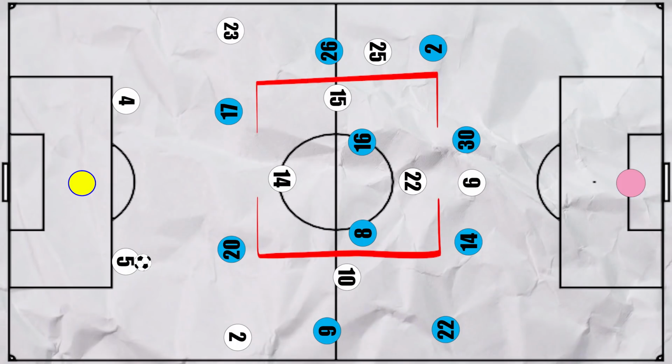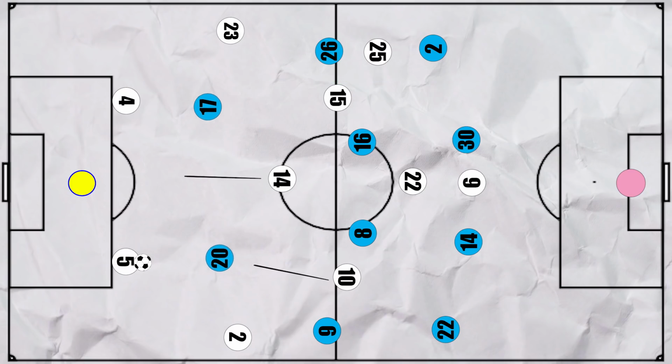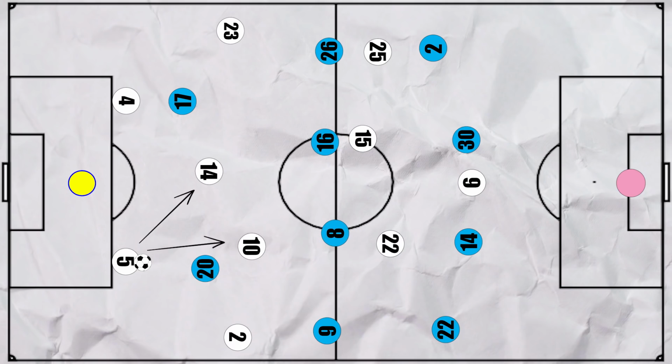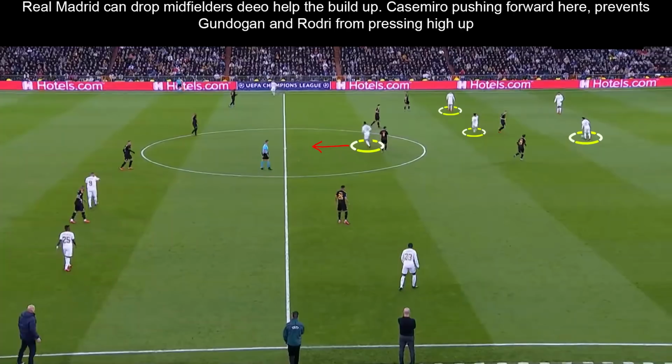But the fact that Real effectively had a 4 vs 2 against City in the midfield meant that in the first half especially, they could keep possession by creating numerical overloads around the ball. The four were fluid, so if the ball was to the right, they could create a double pivot there to help play out, and repeat the same on the other side.